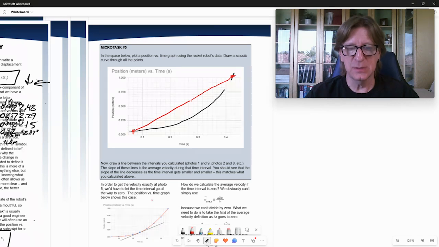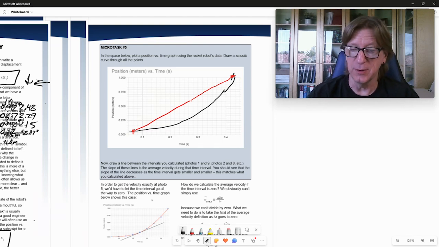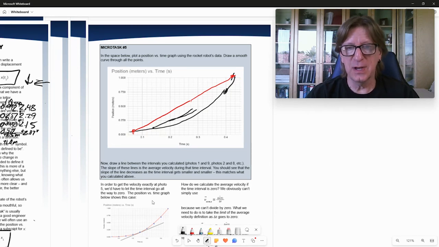And connect those. Now I've got a slope, and the slope of that line is my average velocity between those two points, and it should equal what you actually calculated before. All right, well, if I take a smaller time interval, say the next one that we calculated, you should find that the slope has decreased somewhat, and so on and so on. So over time, that slope is decreasing. Pardon that my pen can't actually do very well with that, but you get the idea.